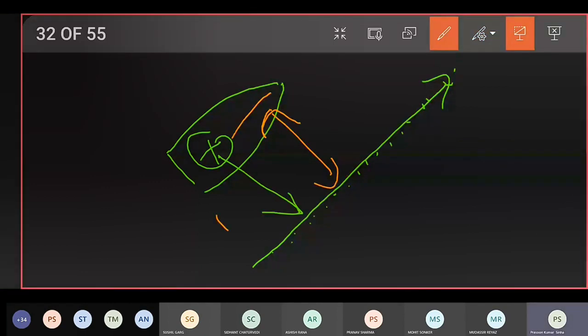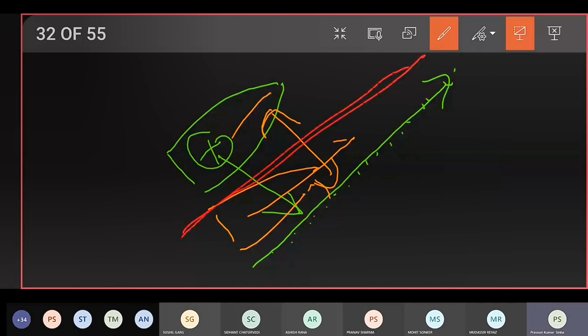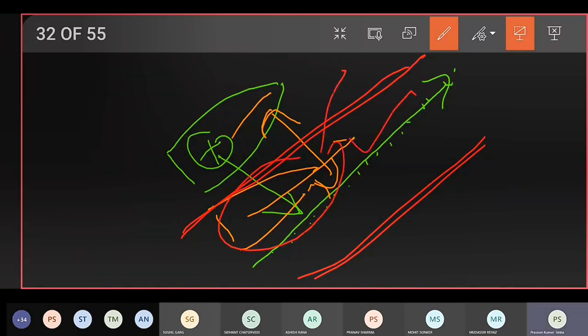So if the ship is here, no problem, because it is within limits. But if she is going way out, more than what limit you have set, you should remain within this line. 2 cables to this side, 2 cables to that side. If the ship is within this, it is all right. If she goes out, then there is an alarm, off track alarm.